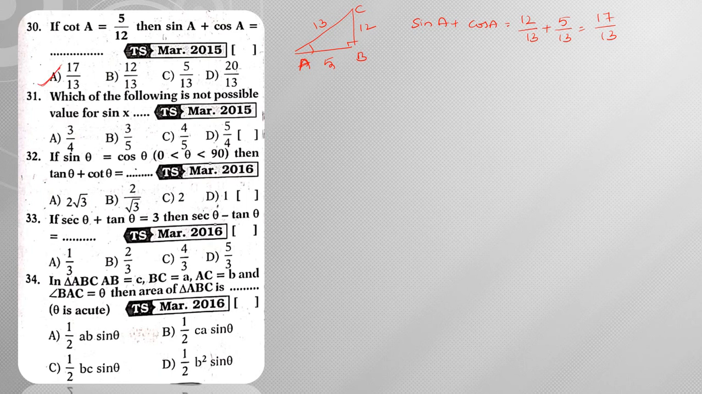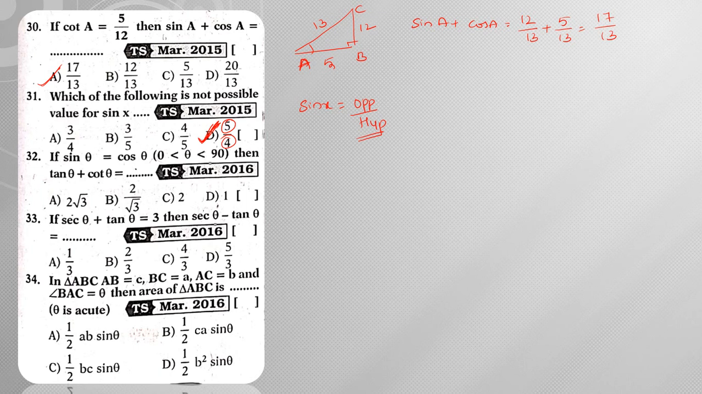Which of the following is not a possible value for sin x? Already we know sin x means opposite side by hypotenuse. That means always the denominator will be greater than the numerator, or both may be equal. So from this what can we say? 5 by 4: here the numerator is greater than the denominator. Hence option D will be my answer.